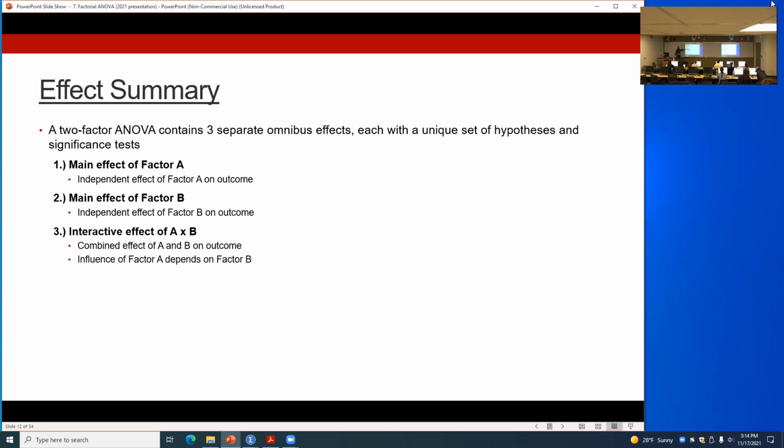Conditional effects. Because I can no longer tell you what the effect of factor A is on outcome. I can tell you what the average effect of factor A is on outcome, but I can't tell you specifically what it is because it depends on factor B. Same thing here. In the presence of an interaction, this is no longer a main effect. It's a conditional effect. I can interpret this as on average what happens as we look at different levels of factor B, but really it's dependent on factor A, right? And then we've got our interaction.